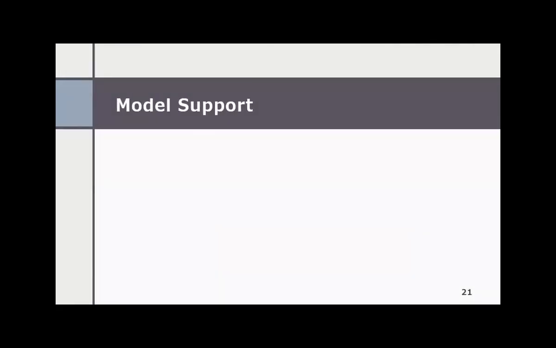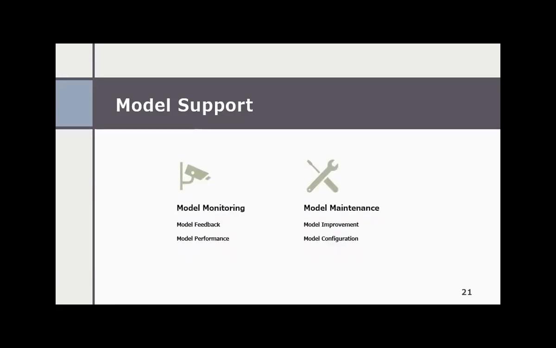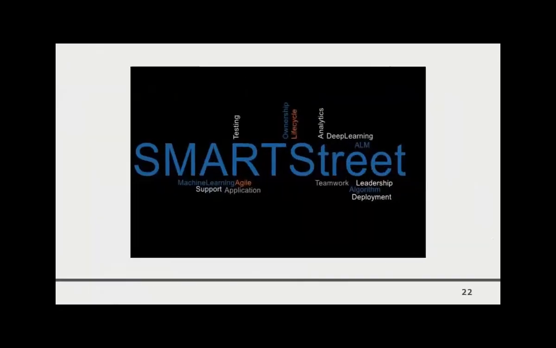And finally, the model support step involves model monitoring and model maintenance. Model monitoring involves capturing model feedback and evaluating model performance. Based on that, model maintenance will involve incorporating that feedback for model improvement and fine-tuning of model configuration. To summarize, the AI project workflow in Smart Street involves all those steps using ALM and Agile framework.